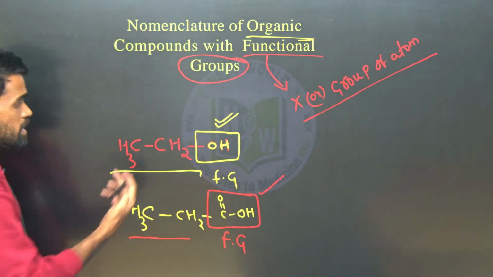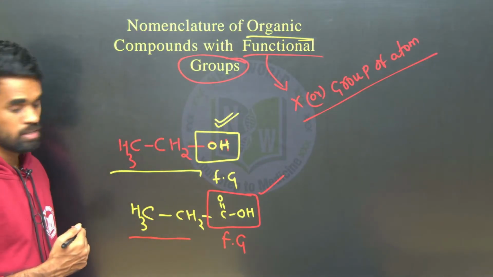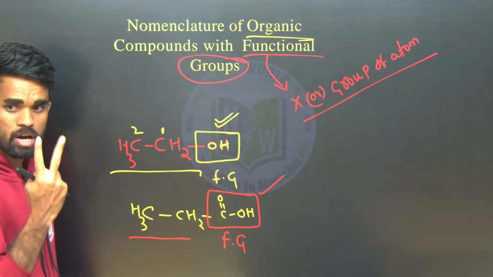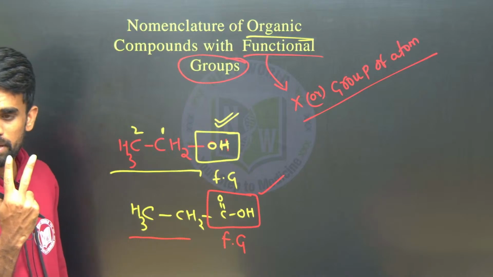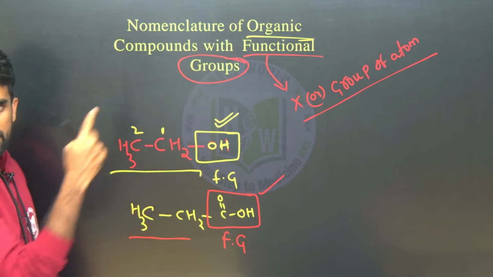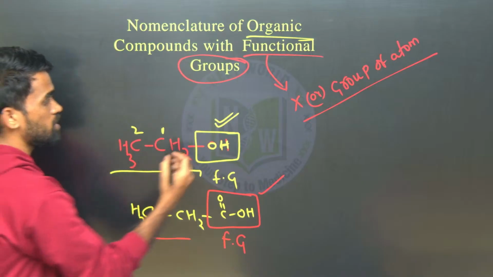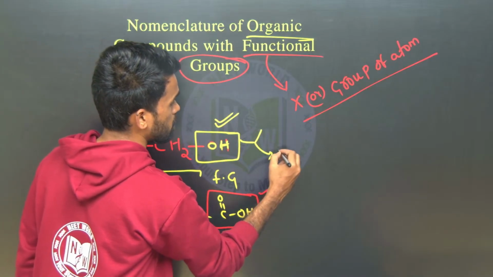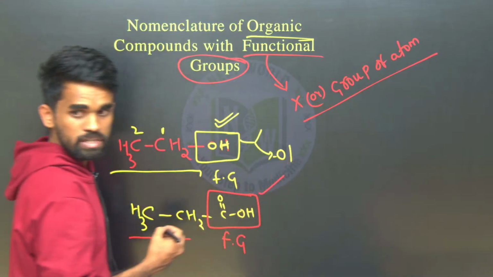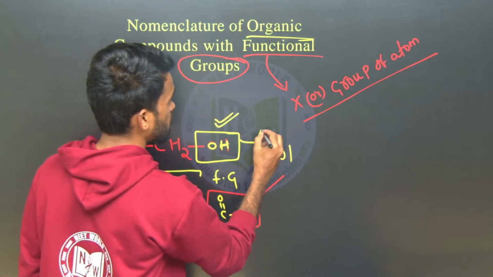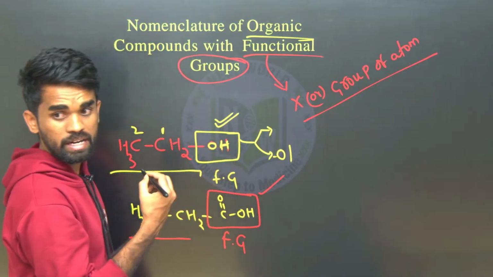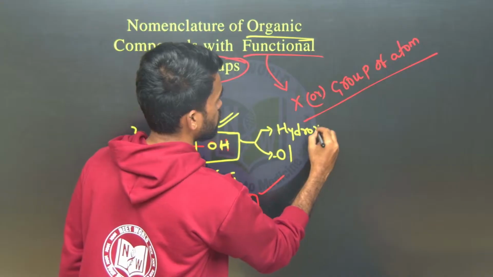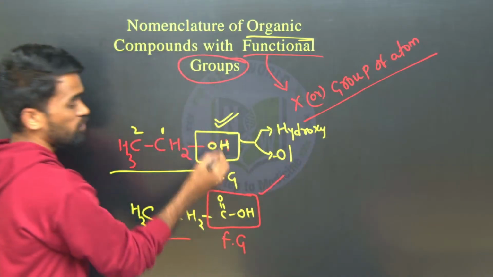So now what is the name of this compound, they will ask. See how many carbons are there, 1, 2. If 2 carbons are there, it means eth. Yes. And what is the functional group? OH, alcohol. So if we have alcohol as a functional group, the suffix should be written as ol. And if we want to write a prefix for alcohol, it should be hydroxy. Okay?